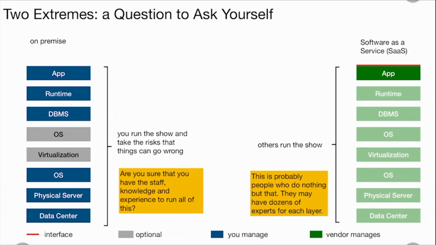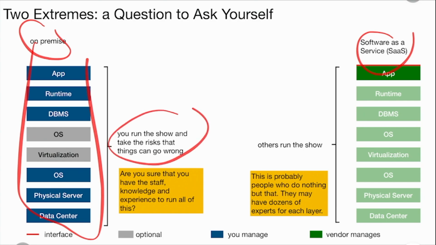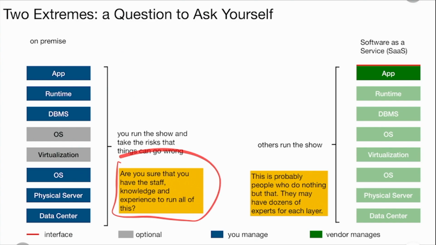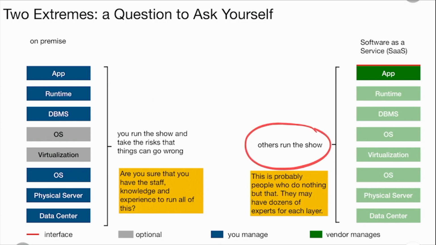Huh? So there are two extremes you can ask yourself. Yeah? If you look at the extremes on-premise and software as a service, so if you do all of this yourself, this means you run the show and take the risks that things can go wrong. And then the question you should think about is, are you sure that you have the staff knowledge and experience to run all of this? If you have just one guy or two guys, let's say Horst and Peter, who do all of this, are you really sure they can do that, make it reliable, scale it like crazy, make sure all the security patches are applied, everything is updated? If anything breaks down in the middle of the night, on Sunday night, are they going to fix it or not? Yeah? Whereas others run the show, and here the likelihood is that you have a scaling effect.